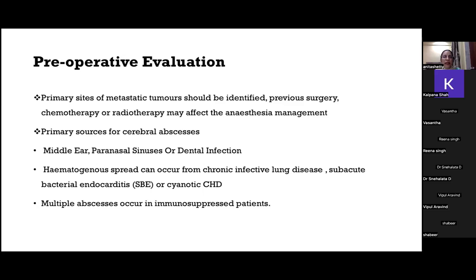affect the anesthesia management. The cerebral abscesses can be due to infection of the middle ear, paranasal sinus, or dental infection. They can be because of the hematogenous spread from chronic infective lung disease, subacute bacterial endocarditis, or cyanotic congenital heart disease. And in immunocompromised patients, there can be multiple abscesses. So we have to take proper aseptic precautions in these patients.